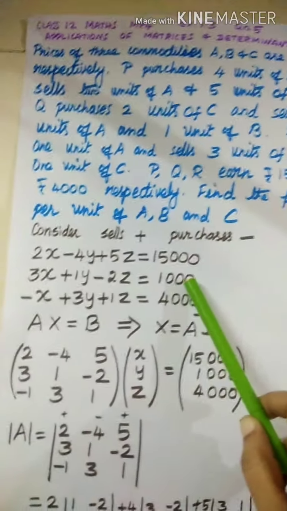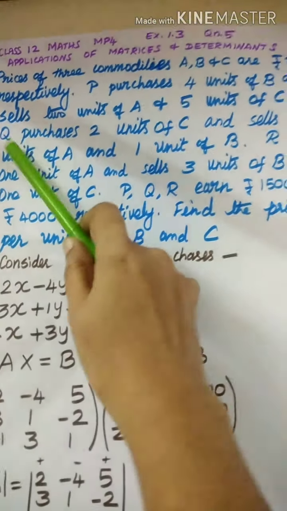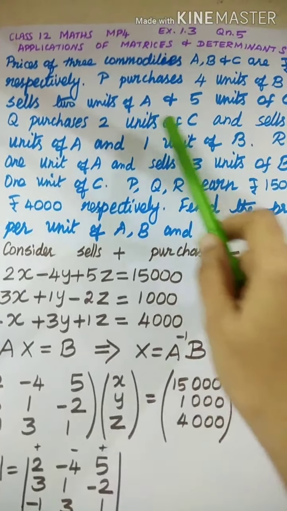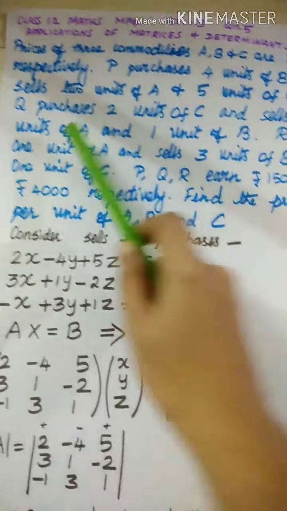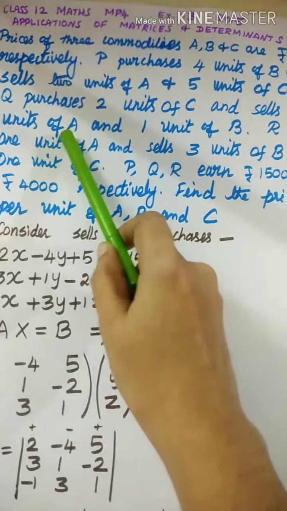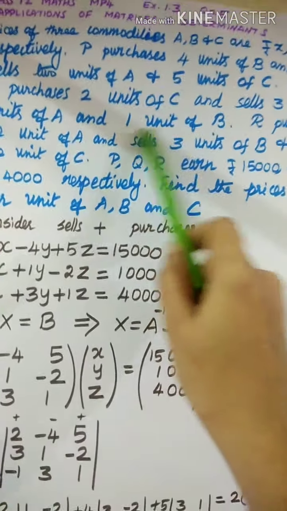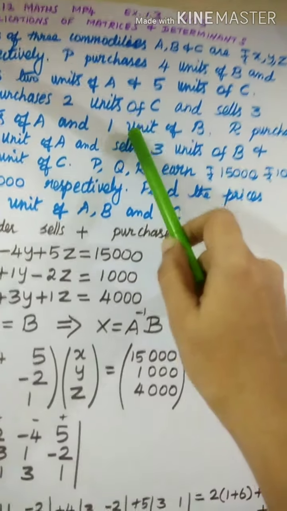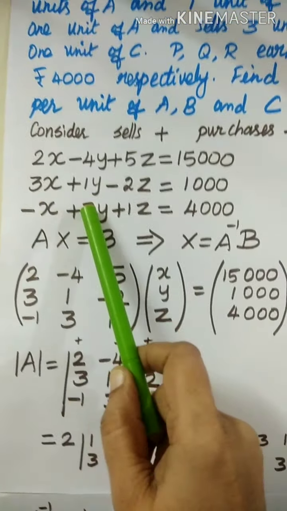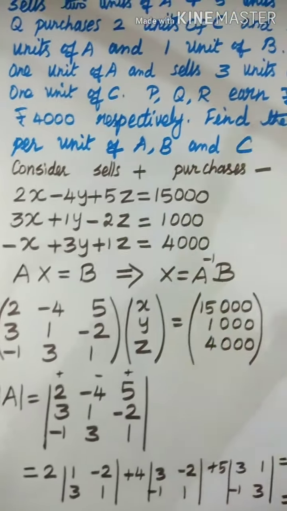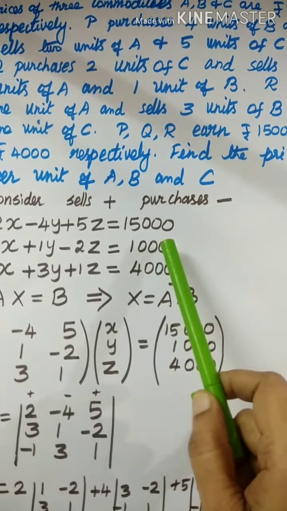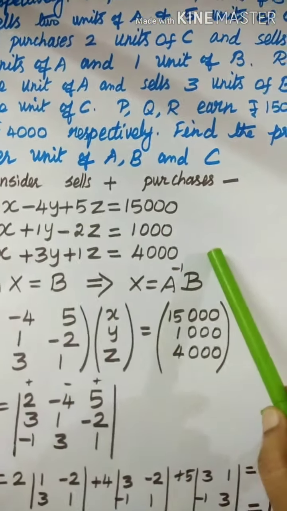Similarly, go on to the second person, say Q. Q purchases 2 units of C, so purchases means minus 2z. Sells 3 units of A, sells means plus 3A, means x. So plus 3x minus 2z, and 1 unit of B, this is also selling only, so this is also plus 1y. So we write the equation 3x plus 1y minus 2z is equal to, what is the amount given in the question, 1000. So for the person Q, we get 1000. So this is the second equation.